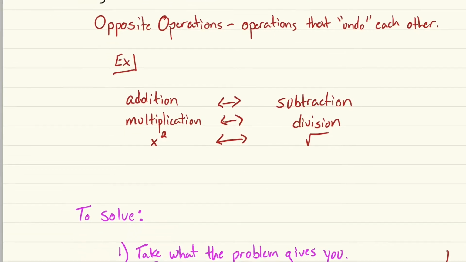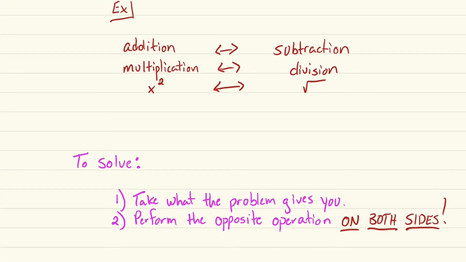So again, when we're looking at our steps to solve, all we're going to do is, number one, take what the problem gives us. Whatever we see to solve, we're going to do the opposite. And then step number two, we're going to perform that opposite operation on both sides of the equation. As long as we perform them on both sides of the equation, we're keeping the equation balanced and we're treating all parts equally. And that is the ultimate goal because that's what's going to help us solve for our variable.